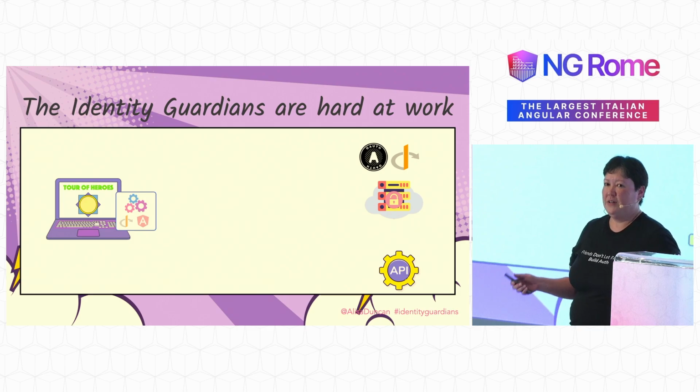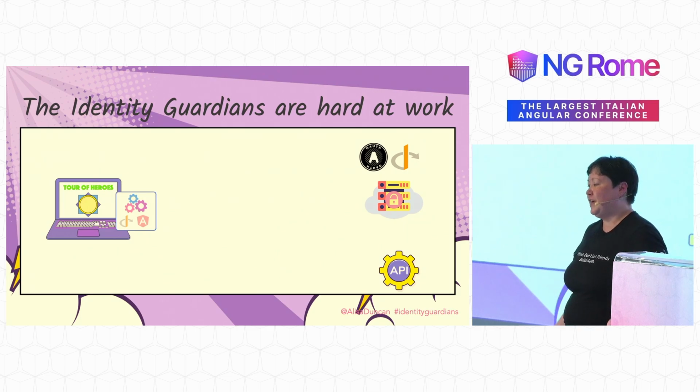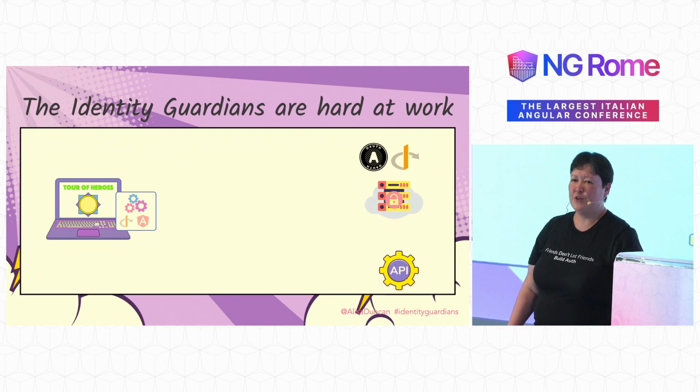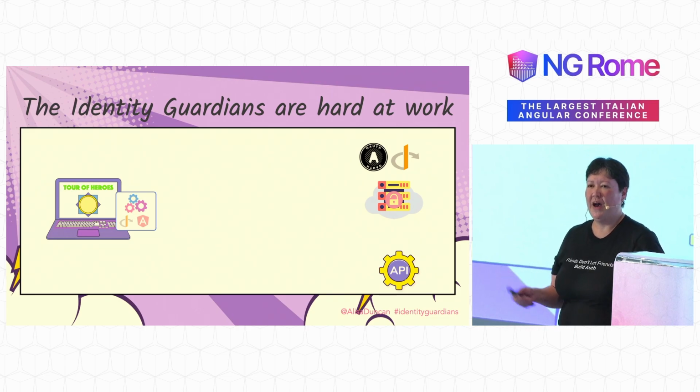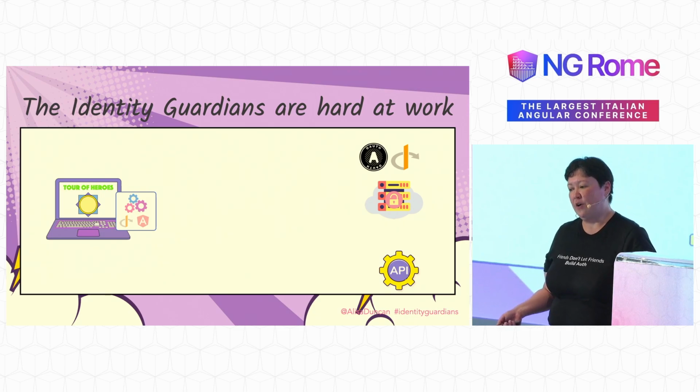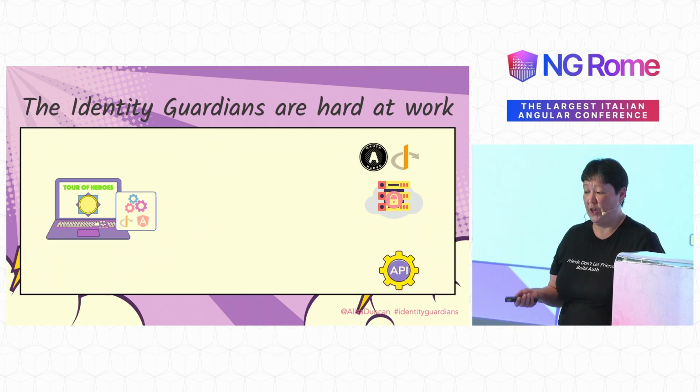All right, so we talked a lot about all these different guardians and how they work independently and how it works within Angular, but now let's take a step back and see how this works all together, because there's a lot going on here. So we have our Angular app, and we have that OIDC client library, and we'll have our identity provider that has the OAuth 2.0 and OpenID Connect protocols.